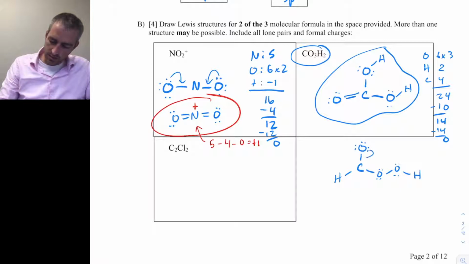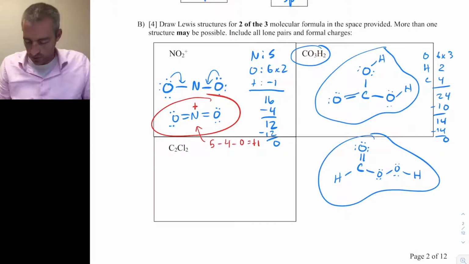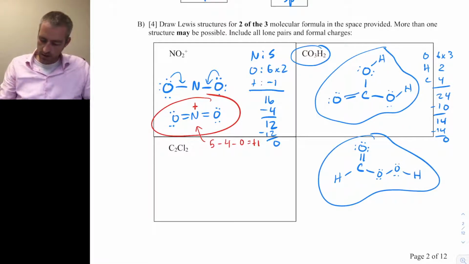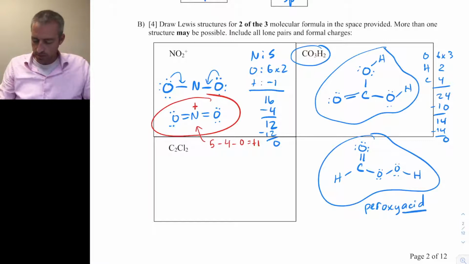and we could then bring them down to give the full octet to the carbon, and we get a double bond here. So if it was me grading it, I would give you equal points for either of those. Both are actual real molecules. The bottom one is called a peroxy acid. And peroxy acids are actually not as rare as you might think.